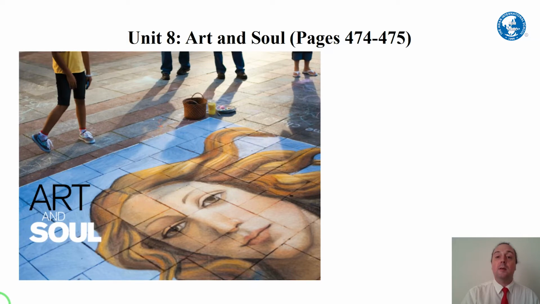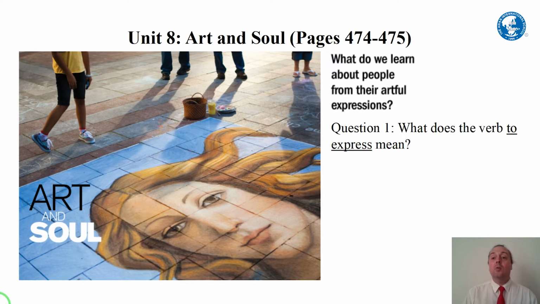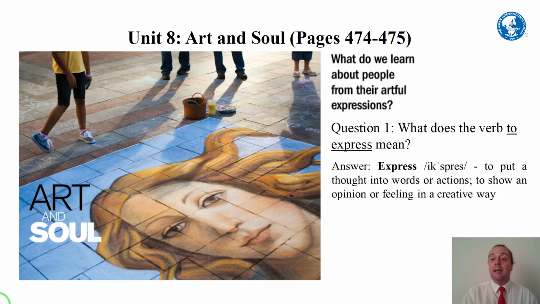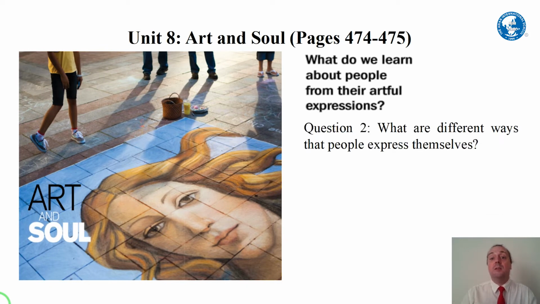So today we'll start on page 474 in your book. The unit is called Art and Soul. And here's the question for this unit. What do we learn from people, about people from their artful expressions? So the first question we should ask, what does the verb to express mean? The answer, express, is to put a thought into words or action, or to show an opinion or feeling in a creative way. Now, the next question we should ask, are there different ways that people express themselves?